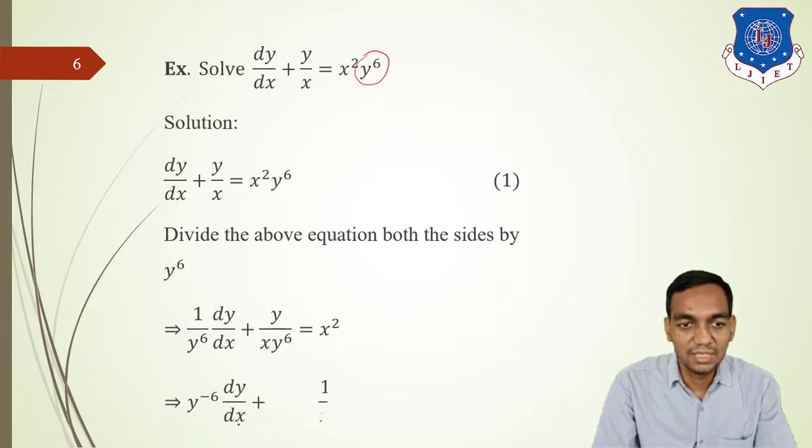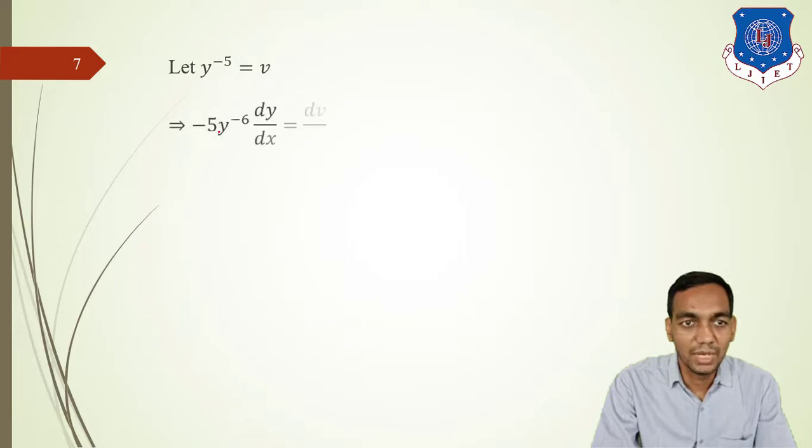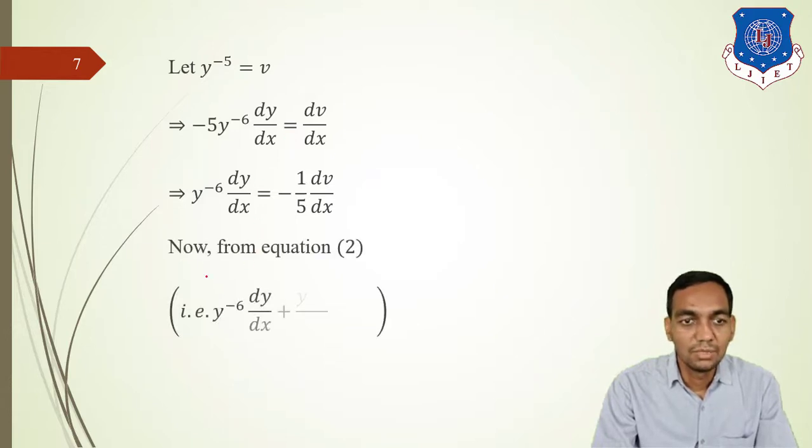So y raised to minus 6 dy by dx plus y raised to minus 5 into 1 upon x into x is equal to x square. This will be y raised to minus 5. Now we have to assume y raised to minus 5 is equal to v, and that will give you minus 5 y raised to minus 6 dy by dx is equal to dv by dx, and that will give you y raised to minus 6 dy by dx is equal to minus 1 upon 5 dv by dx. Correct?